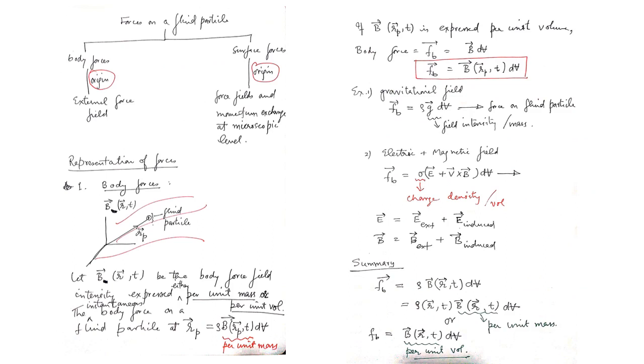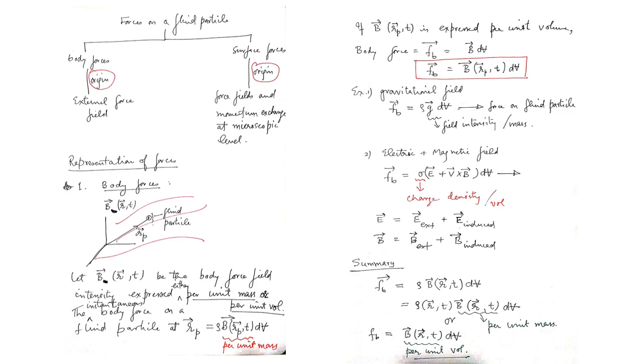So this is just a summarization of what we have talked about in this lecture so far. Forces on a fluid particle are of two types, body and surface, and we are differentiating them primarily on the basis of origin. In the body forces case, we say that the origin is an external force field, whereas for surface forces the origin is force fields and momentum exchange at the microscopic level. So it is very much an intrinsic kind of force which is dependent on the local state of fluid motion.